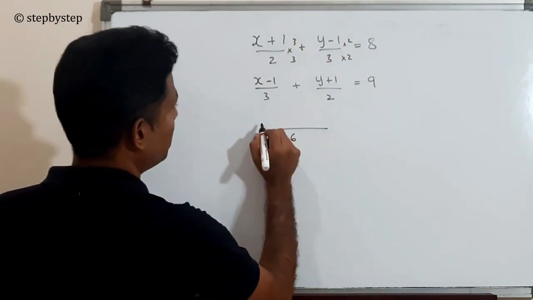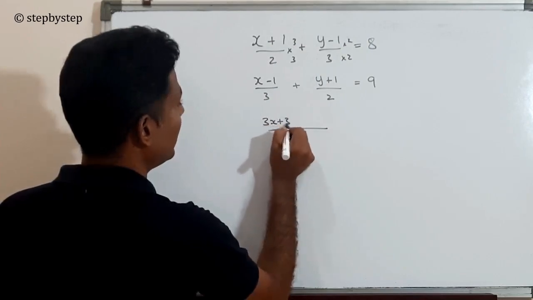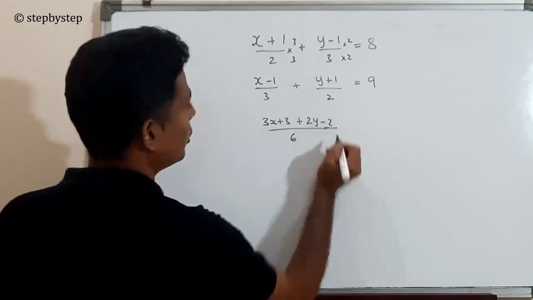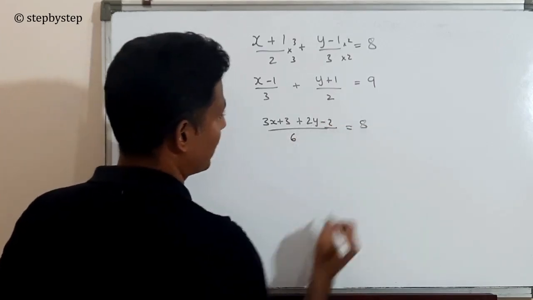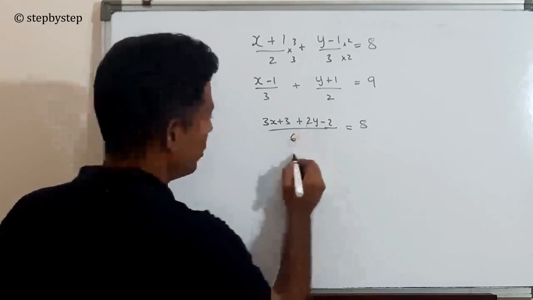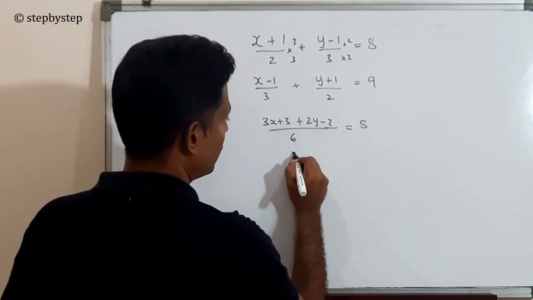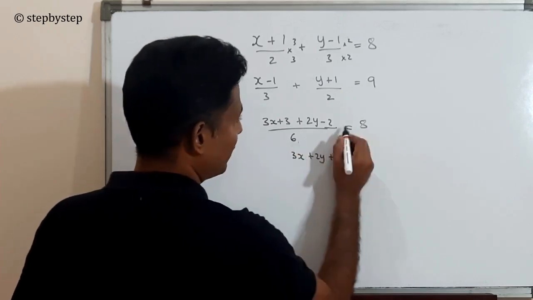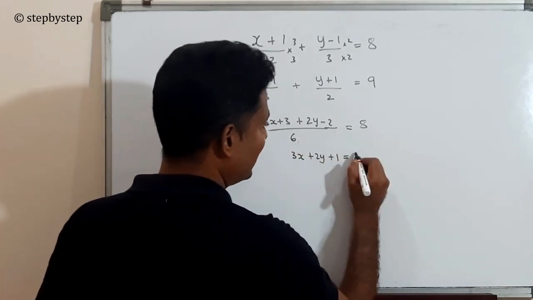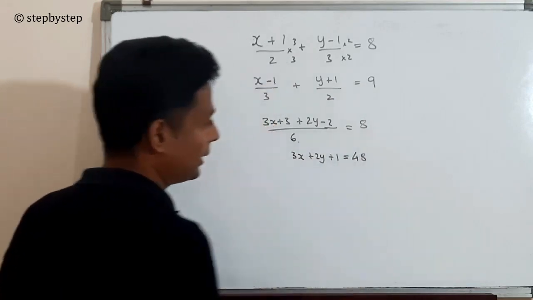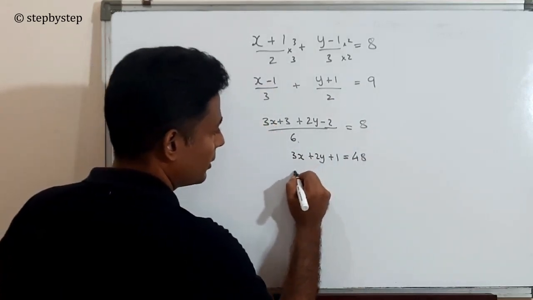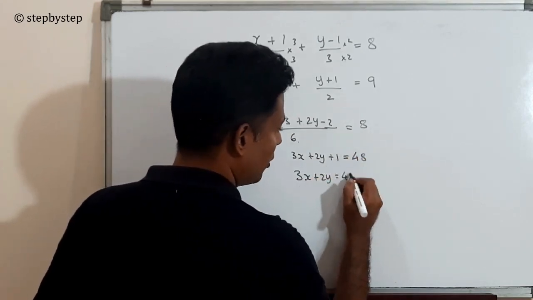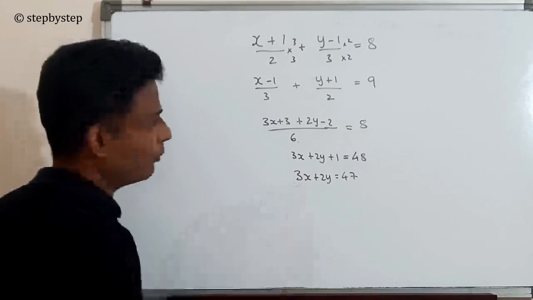So 3 into x plus 1, 3x plus 3, plus 2 into y, 2y minus 2, by 6 equal to 8. So what do we get? 3x plus 2y, 3 minus 2 is 1, so we get 3x plus 2y plus 1. And 6 when I transpose, I get 8 into 6, that is 48. So now what do I get? 3x plus 2y equal to 48 minus 1, 47. This is what I get for the first equation.